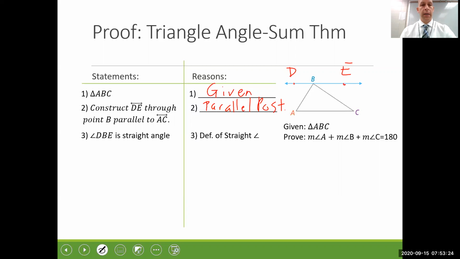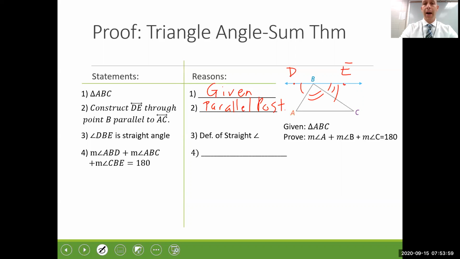Step 3 says angle DBE, that's that angle up there, is a straight angle. That's the definition of a straight angle. It's a line, so it makes a straight angle. By the way, if it's a straight angle, what's its measure? Well, it's 180. So statement 4, I have that the measure of angle ABD, that's this angle here, plus the measure of angle ABC, that's this angle here, plus the measure of angle CBE, that's this angle here, those add up to 180.